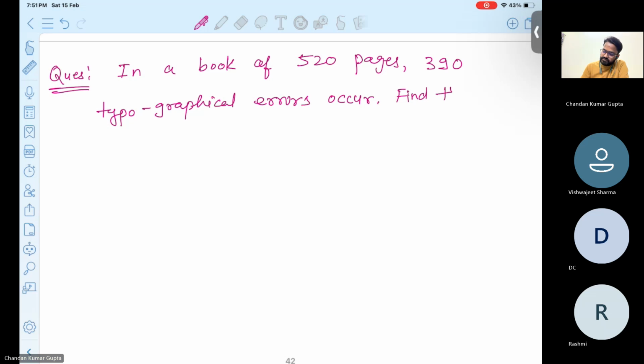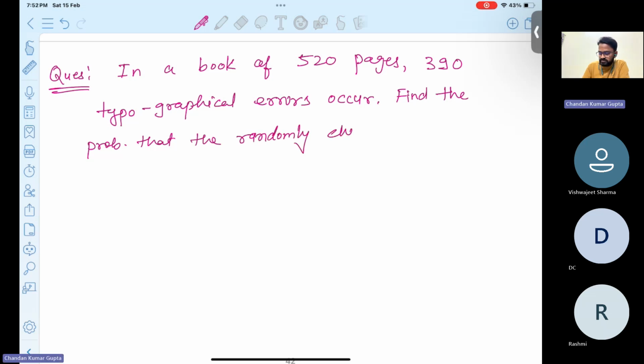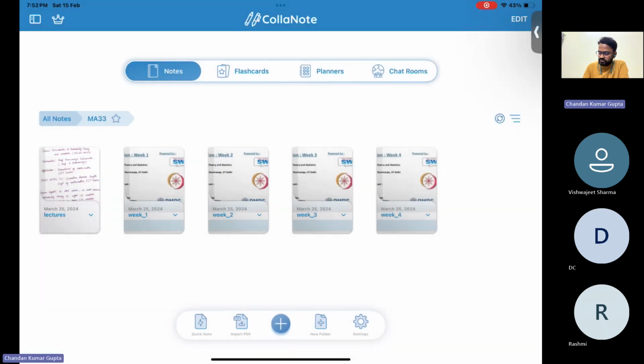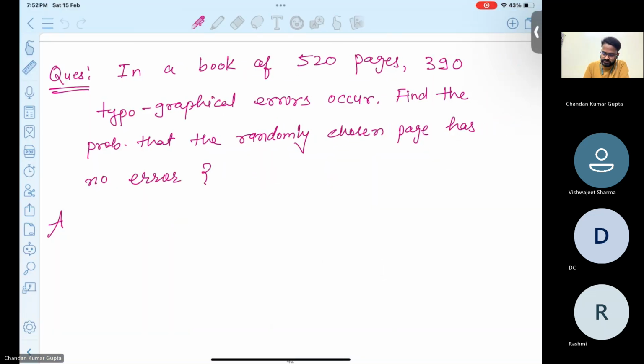Find the probability that the randomly chosen page has no error. Okay. How to, oh, sorry. How to solve this question? Anyone?